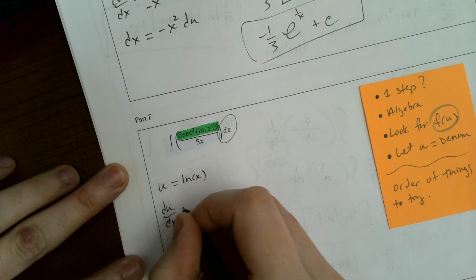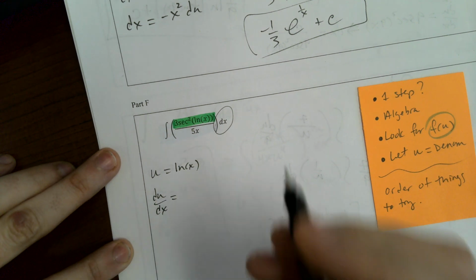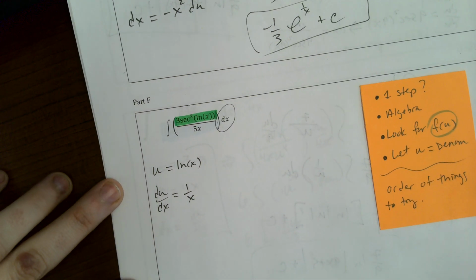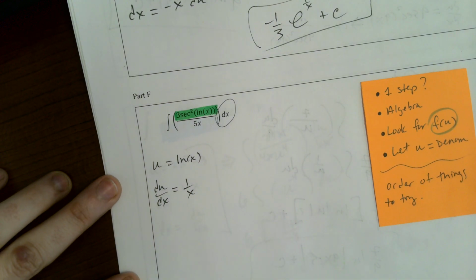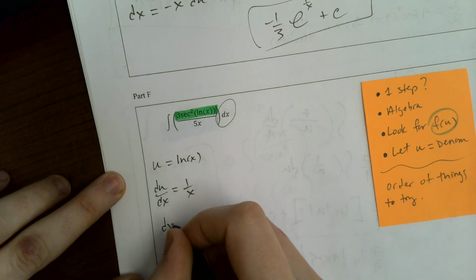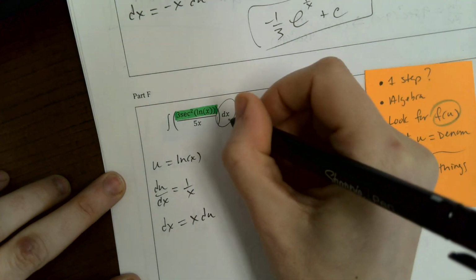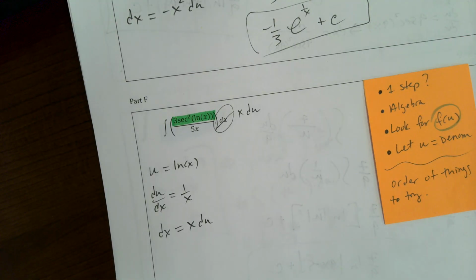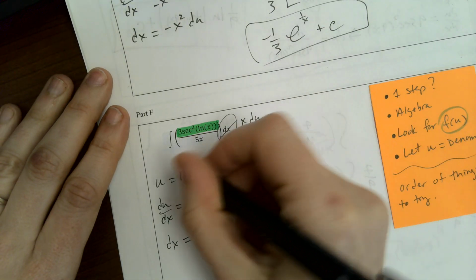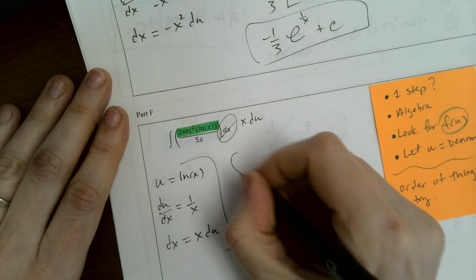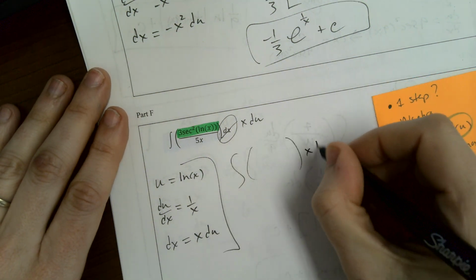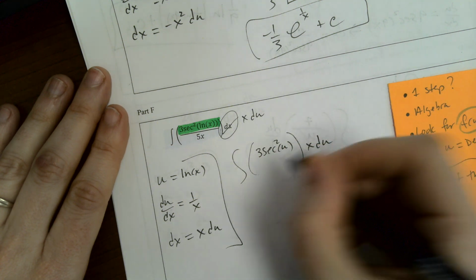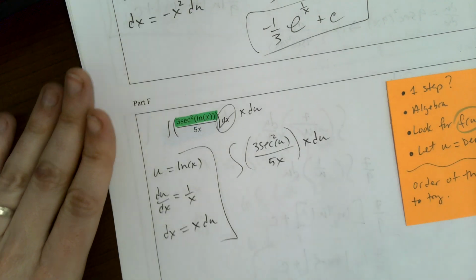So du dx, what's the derivative of natural log of x? It's 1 over x. Okay, so I'm going to multiply both sides by dx, but then also by x. So I get dx is x du. So that is replaced with x du. All right. And now I've got the integral x du times 3 secant squared of u over 5x.